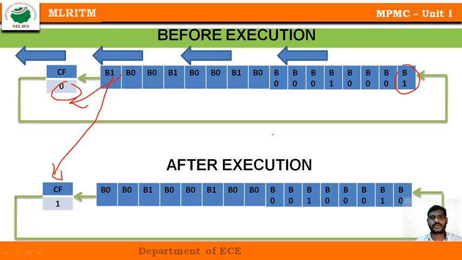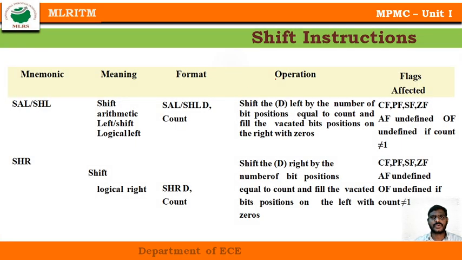So this is a rotate instruction. When you come to the shift instructions, we see that there are two types of shifting instructions: shift arithmetic and shift logical instructions, SAL or SHL. So these are the operations, or these are the fields. So let's go for in-depth details.